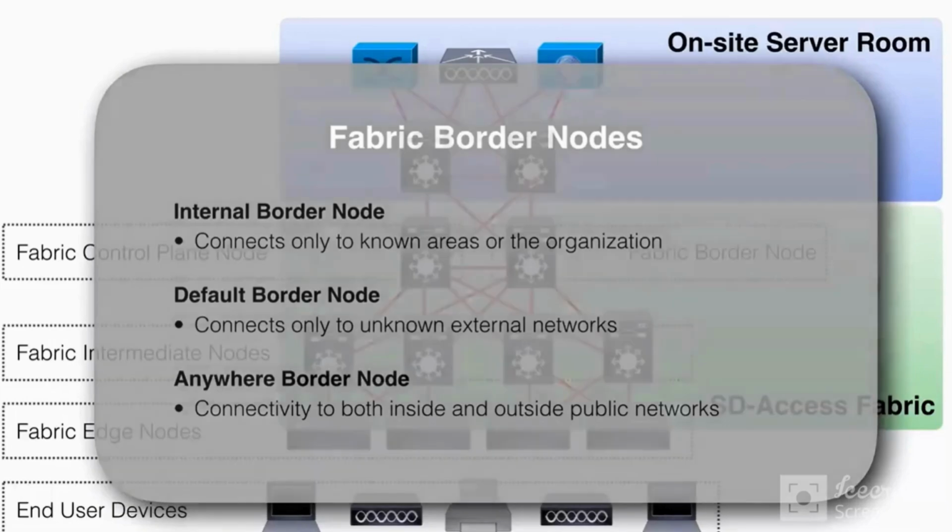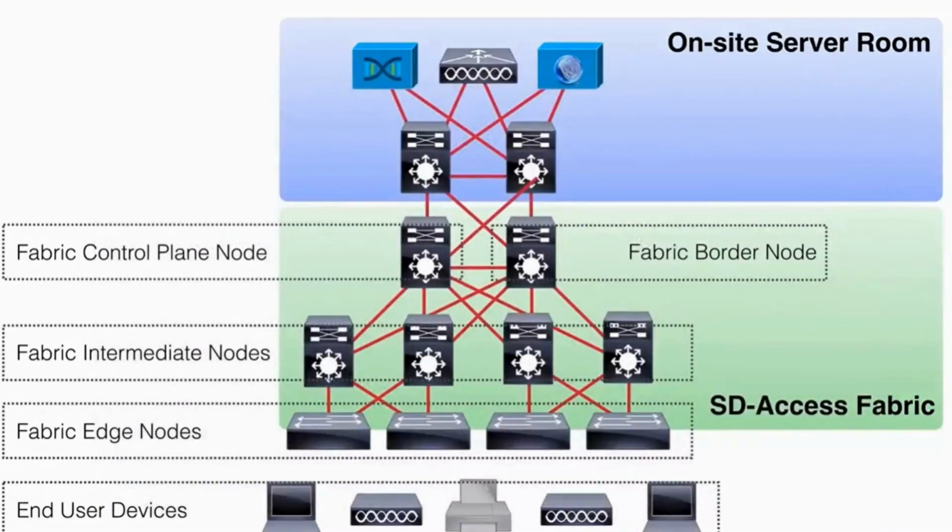We can see the fabric control plane and fabric border nodes here connected out to our server room. This, of course, will contain our Cisco DNA Center and Cisco Identity Services Engine appliances. And we also see a wireless LAN controller here. So this requires that you have fabric capable wireless LAN components, by the way. We do want to mention that. Both the access points and the wireless LAN controllers should be fabric capable.